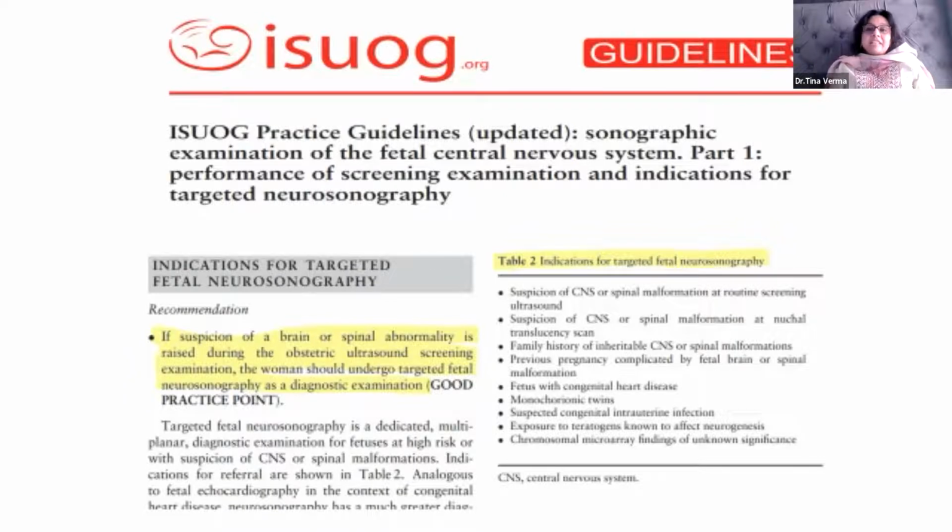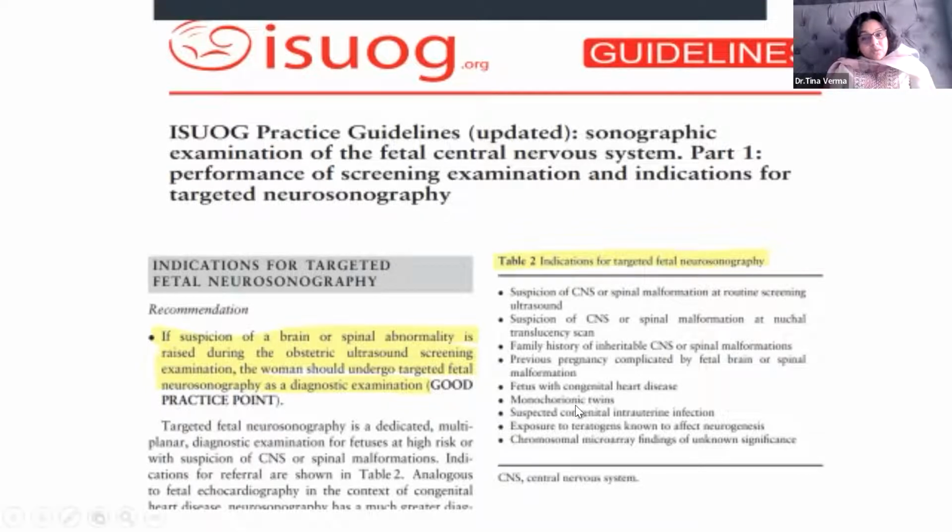So ISUOG has given us clear indications of fetal neurosonography. And what do they say? They say that if suspicion of a brain or spinal abnormality is raised during the obstetric ultrasound screening examination, which already we are doing, then the woman should undergo the targeted fetal neurosonography. The other indications of fetal neurosonography include abnormal NT scan, family history of spinal malformation, fetuses with congenital heart disease, monochorionic twins, suspected infections, exposure to teratogens, and to complete the list, chromosomal microarray findings of unknown significance.